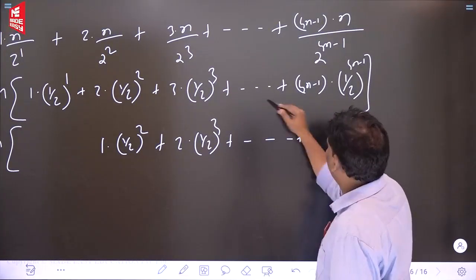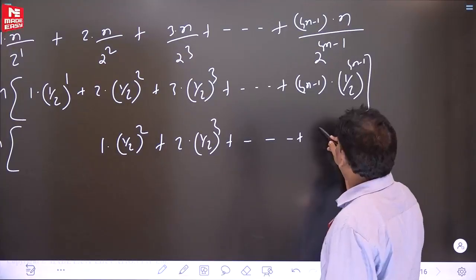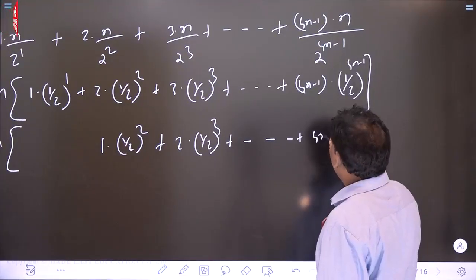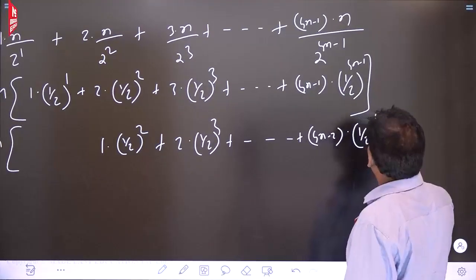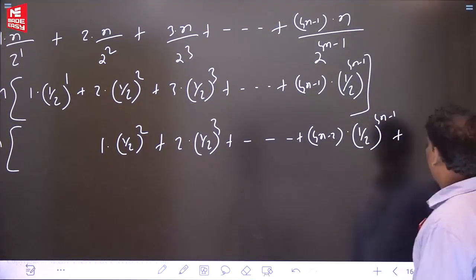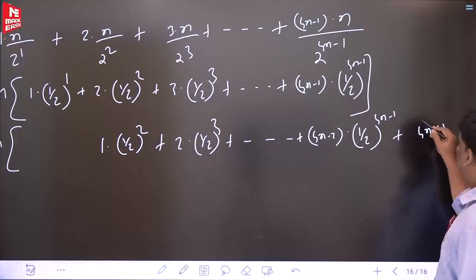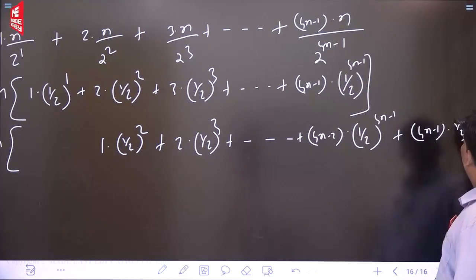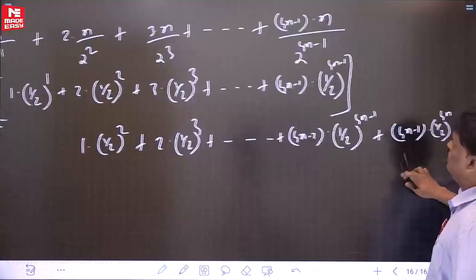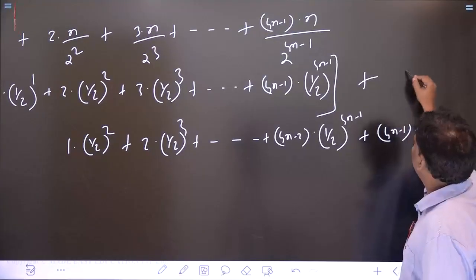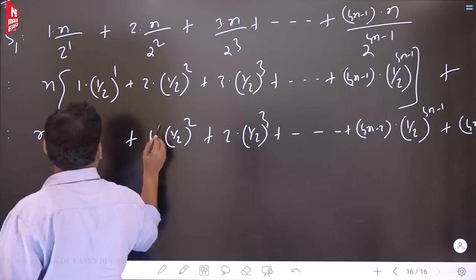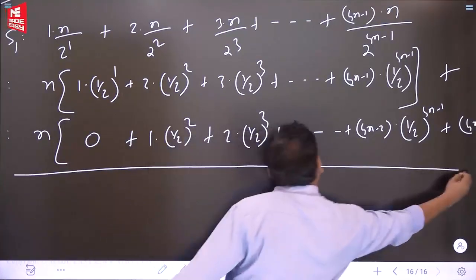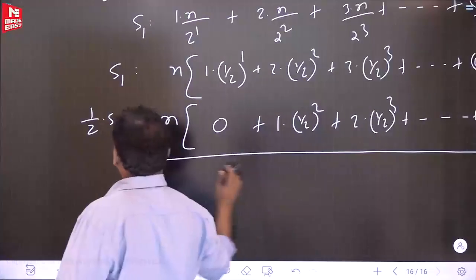Before that, whatever is there, if you multiply, what will happen? Log n minus 2 into, one more, log n minus 1 into, log n. Here nothing is there, 0. Here also nothing is there, 0. Right? Solve it. If we solve this one, what is the answer?